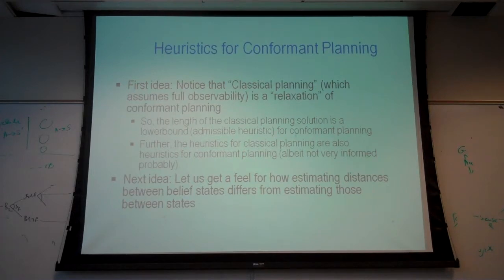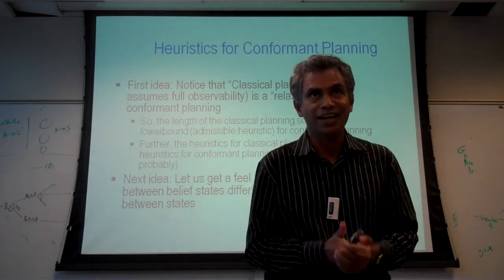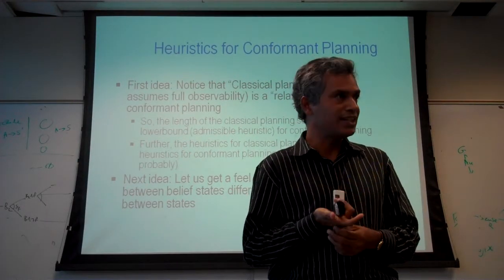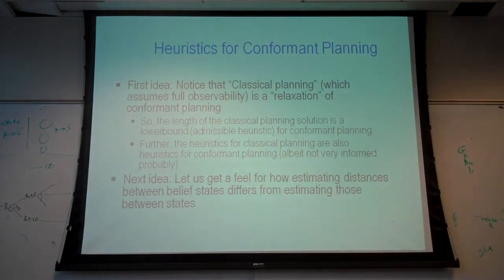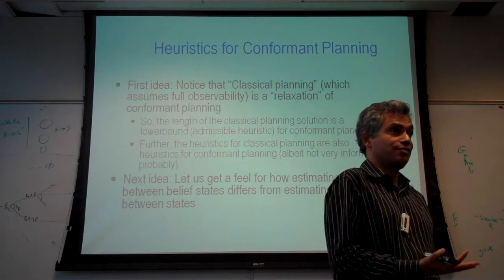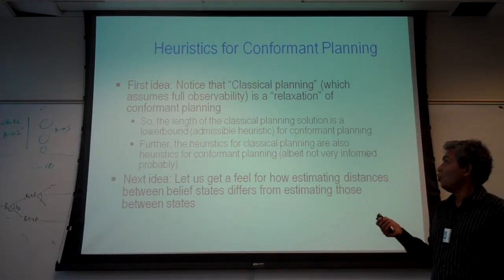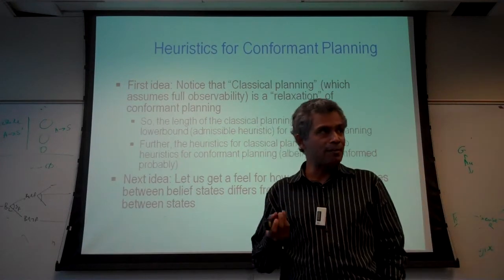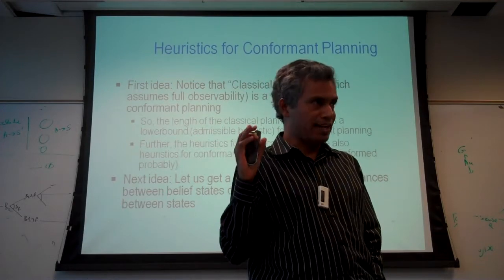So let's start again with conformant planning, because as I already told you, I don't quite understand how to do heuristics when there are sensing actions. So that's kind of open. You can do work on it. But in the case of conformant planning, how do you grind out heuristics? So the first idea is this. Heuristics come from relaxations, right? So the first idea is to find a relaxation of the conformant planning, which turns out to be classical planning.